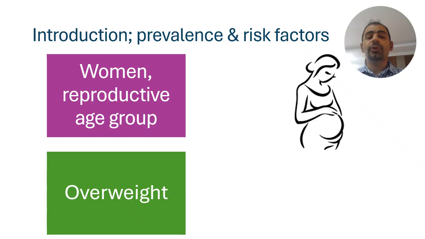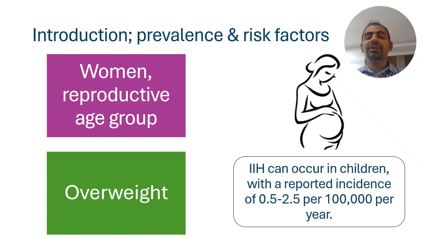The disease is more common in women in the reproductive age group, and it's also more common in patients with increased body mass index, that's to say overweight. In the pediatric group, it's reported to occur in 0.5 to 2.5 per 100,000 patients per year.